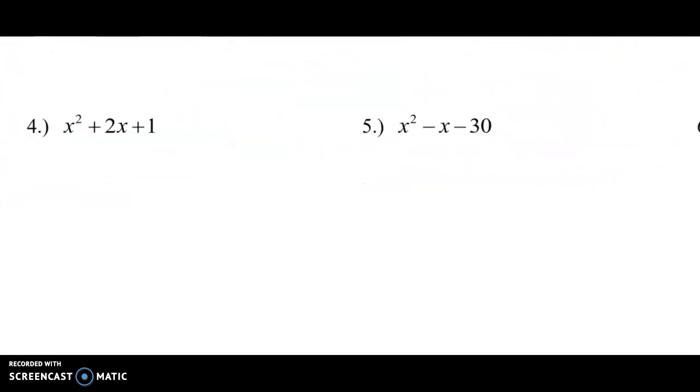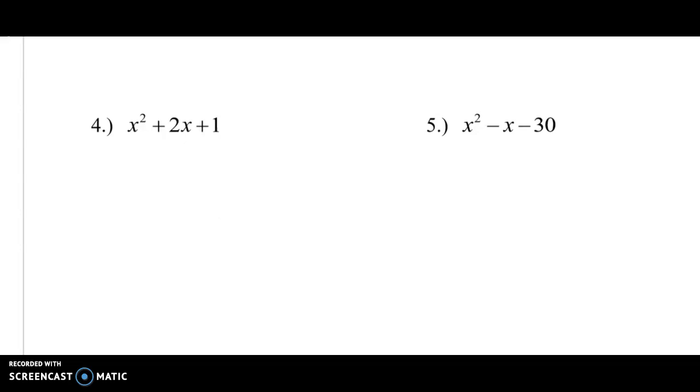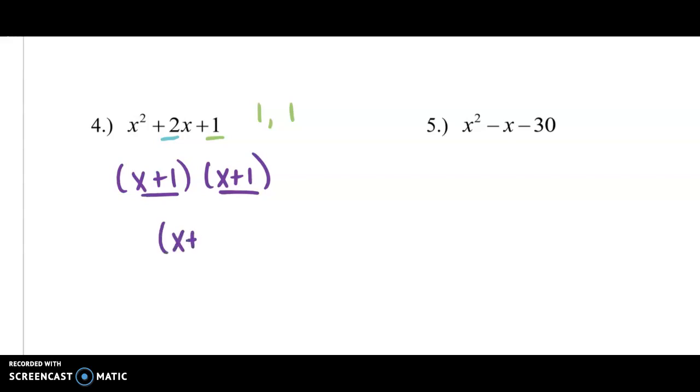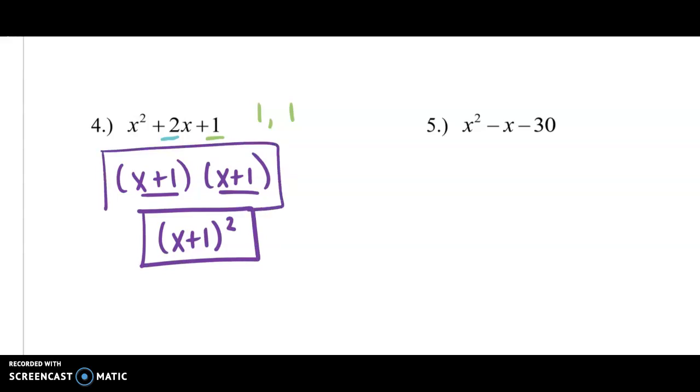Okay, so let's go ahead and look at number 4. I need to figure out what multiplies to 1 that adds to 2. Well, the only factors of 1 are 1 and 1. 1 plus 1 gives me 2, so I know that's right. So it would be x plus 1 times x plus 1. Since those are the same things twice, you could write that as x plus 1 squared. This would technically be the more simplified way, but for right now, I would not take points off if you included it that way. But this is technically the correct way of writing it, the most simplified way.